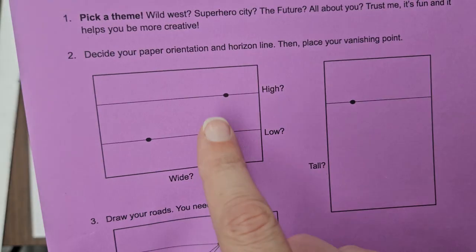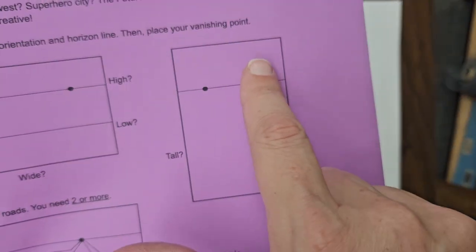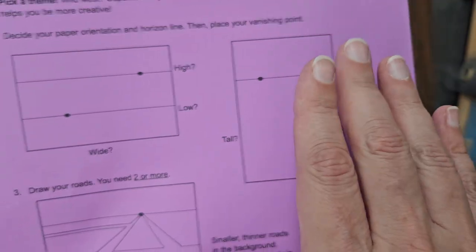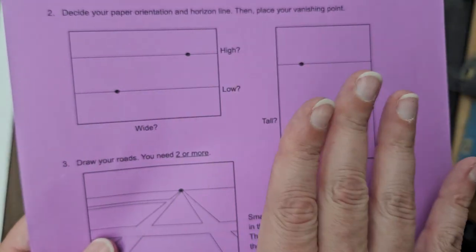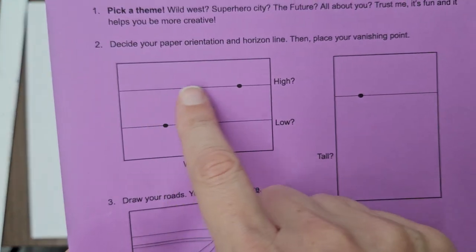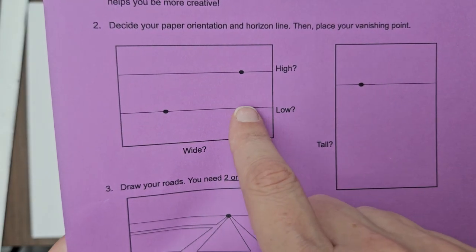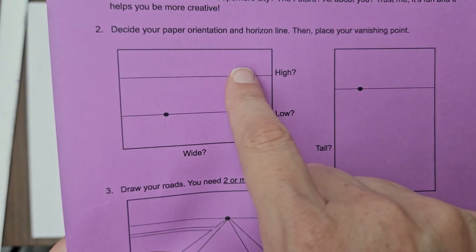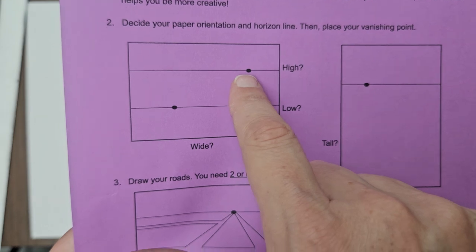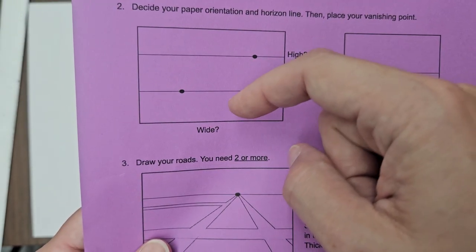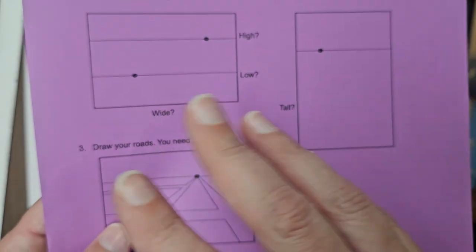Second thing you're going to figure out is, do you want your paper to be long or do you want it to be tall? Tall allows for buildings to be seen in full if you make them really tall. Long allows for more of a panoramic vista. Then you also need to figure out, do you want to have your horizon line high or low? It really doesn't matter. If it's low, you see more of the tops of the buildings. If it's high, you see more of the buildings kind of being below. It's a choice.